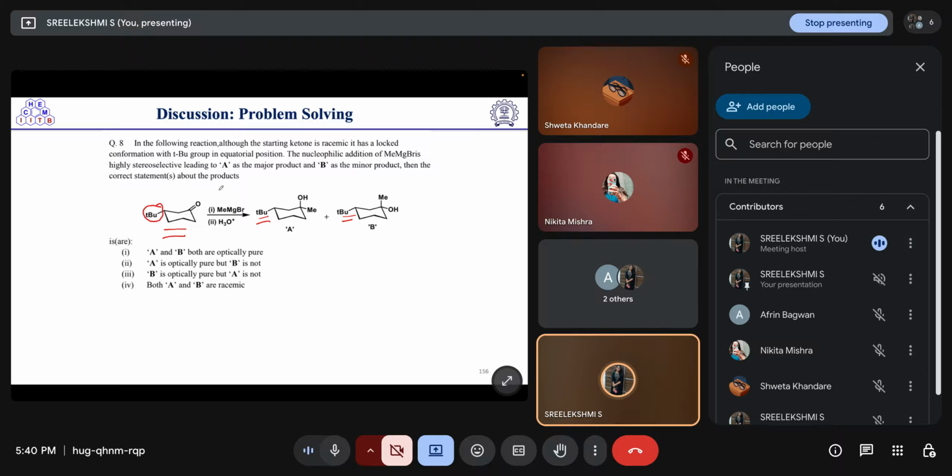Only either the methyl group can come from the opposite side, then the alcohol will move to the same side as the tertiary butyl group, which will give this product, which is the minor product. And if it goes in the opposite fashion, that is the methyl group comes from the same face as the tertiary butyl group, hydroxyl will go axial, which is opposite to that, and give this A.